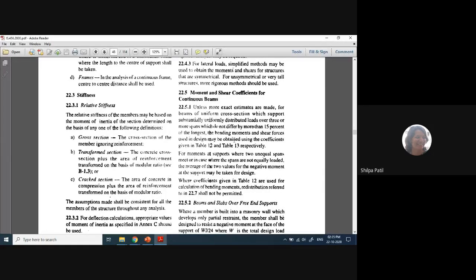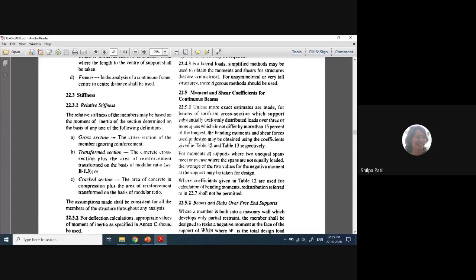Suppose S2 is spanning 3 meter, S3 is spanning 4 meter, and S4 is also spanning 4 meter. So there is a difference between the S2 span and the S3, S4 spans. The longest is 4 meter. So find the difference between 3 and 4 meter in the form of percentage. It is 25%. So this clause will not be applicable in that case because the difference in the two spans is more than 15% of the longest.